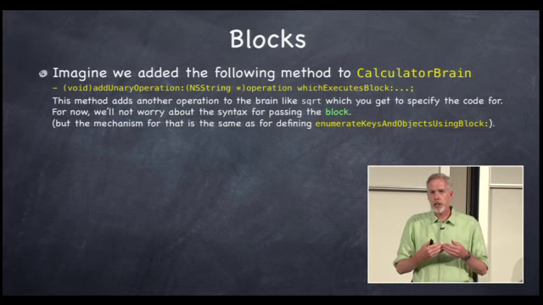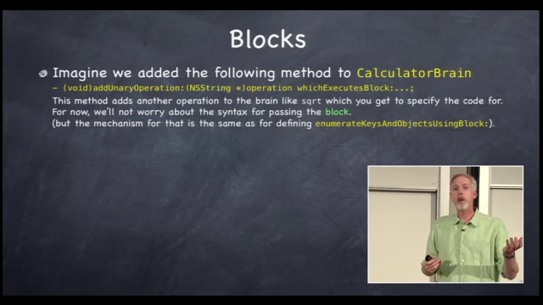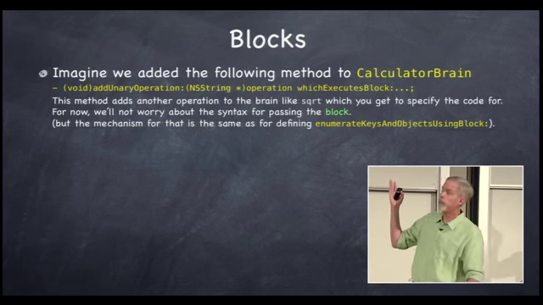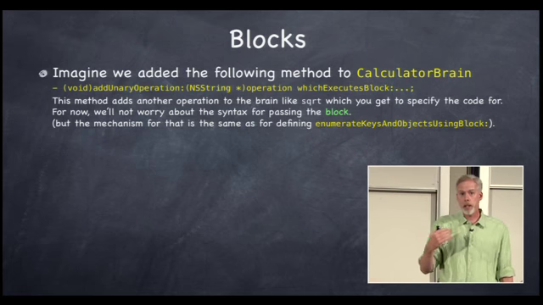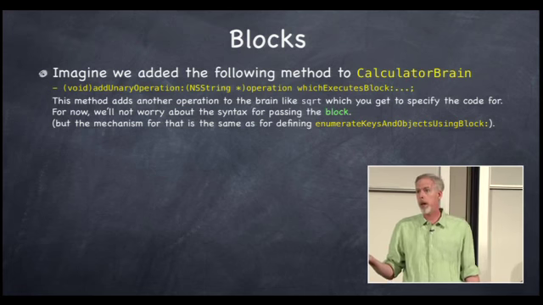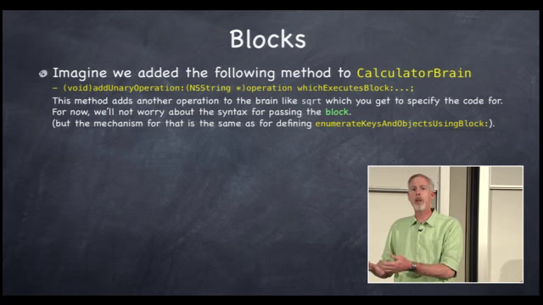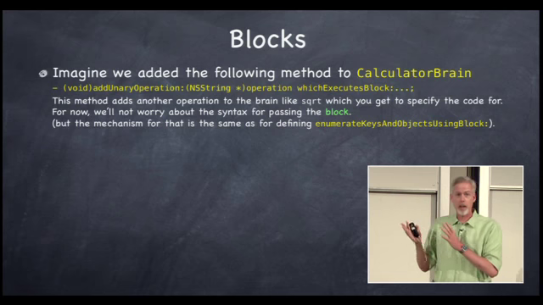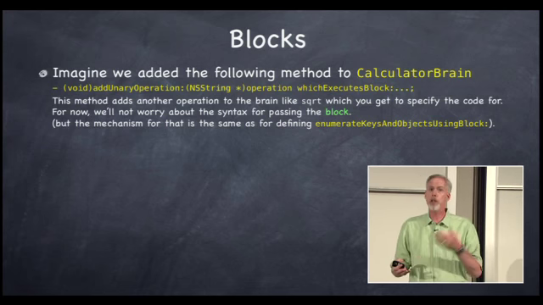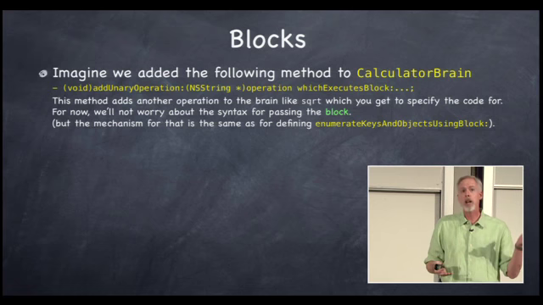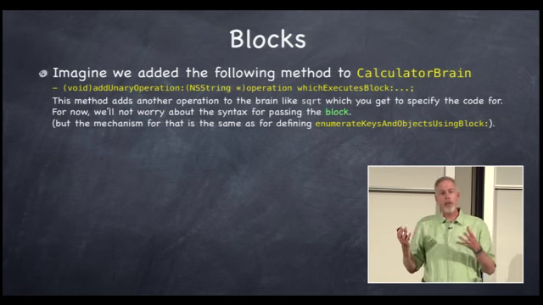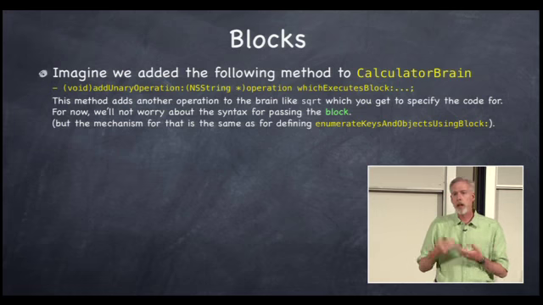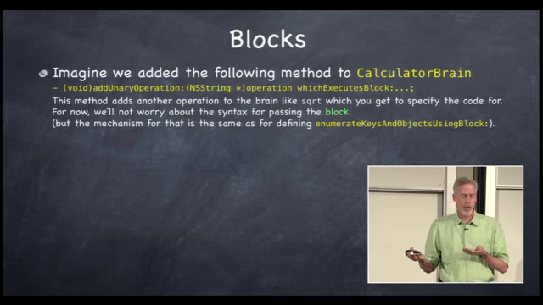We're basically telling our calculator brain, here's a new kind of operation that you're going to support. It's called operation, the first argument. And when that operation gets executed, when performOperation gets called with that operation, please execute the following block of code. Now don't worry for a moment how we declare a method that takes a block, like enumerateKeysAndObjects, which took a block. I'm going to show you that in a minute. For now, just suspend your disbelief and imagine that we can write this method that takes a string and a block of code and just associates them.